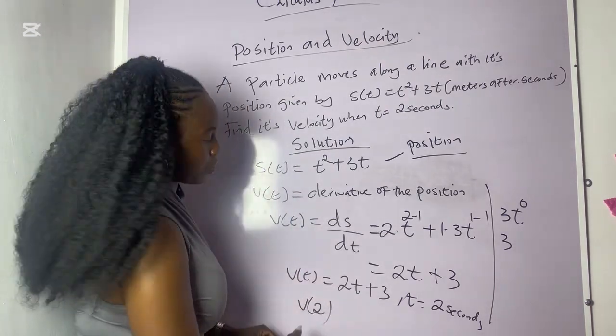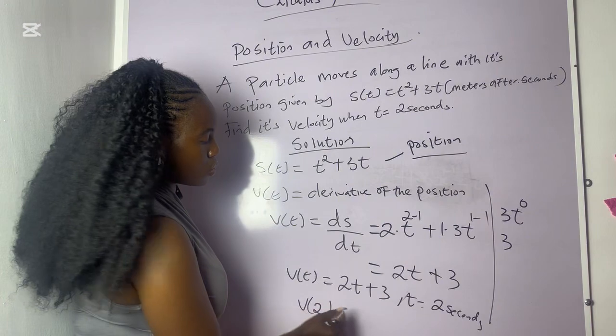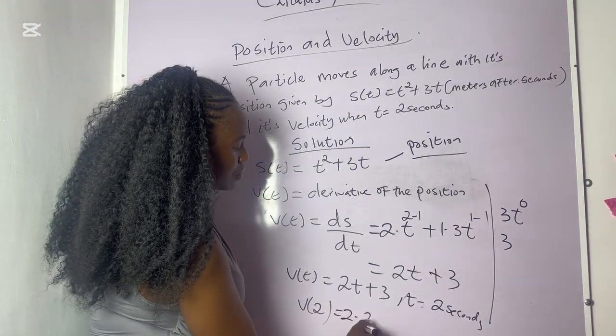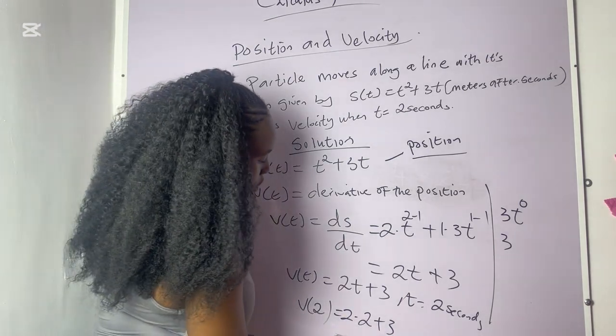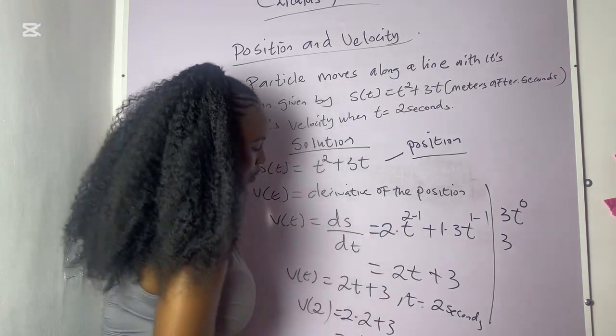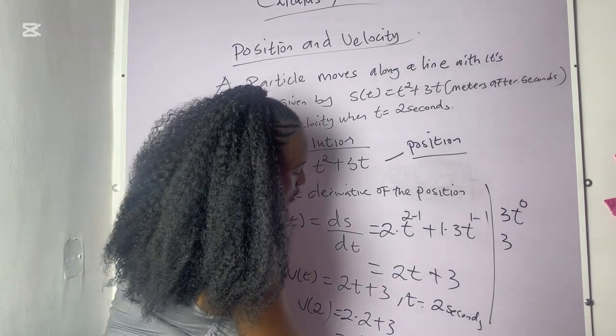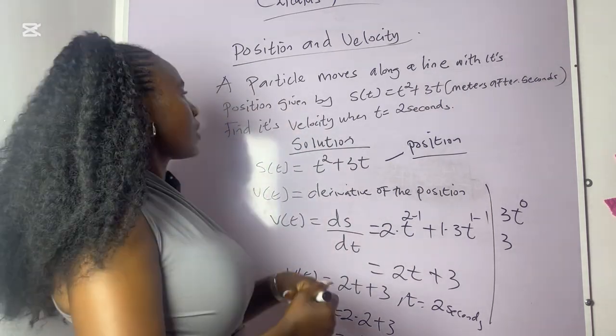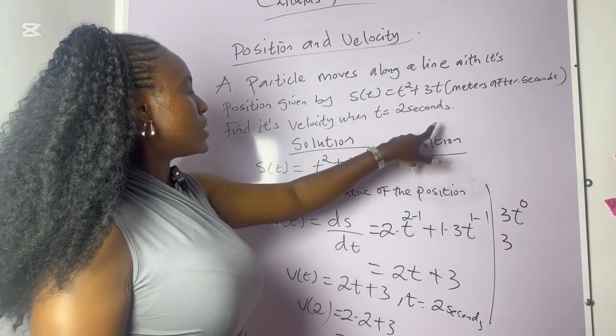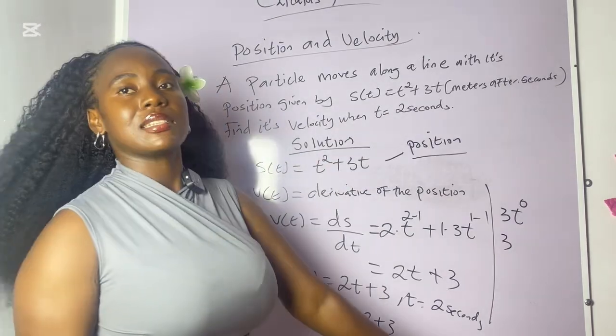Now, v of 2. So where we see t, we put 2. So we have 2 times 2 plus 3. And 2 times 2 is 4. So we have 4 plus 3, which is equal to 7. 7 meters per second. So the velocity at t equals 2 seconds is 7 meters per second.